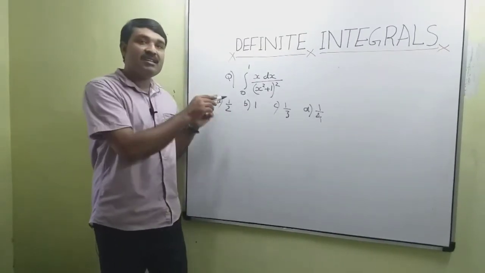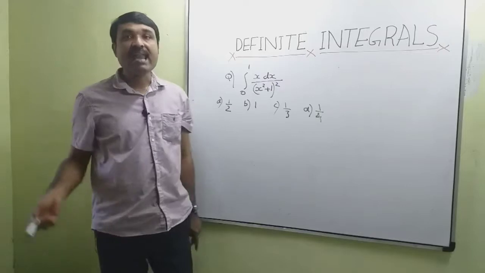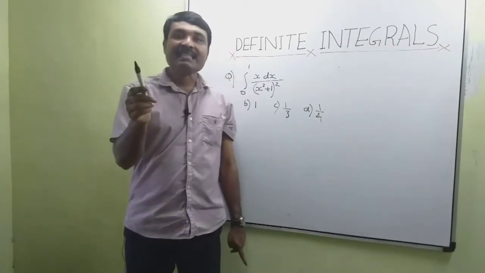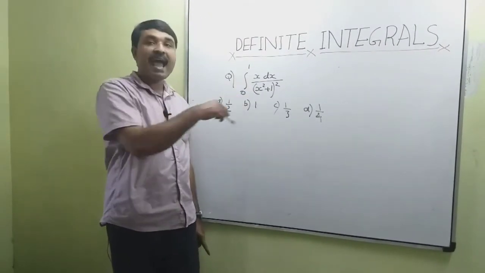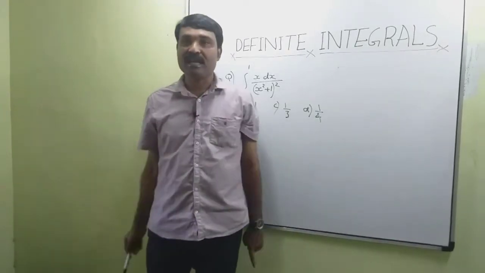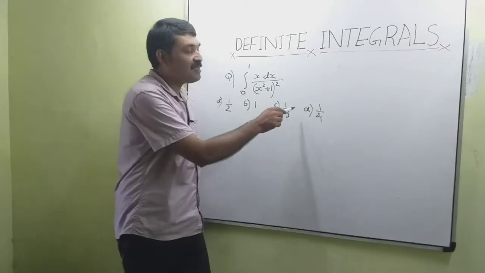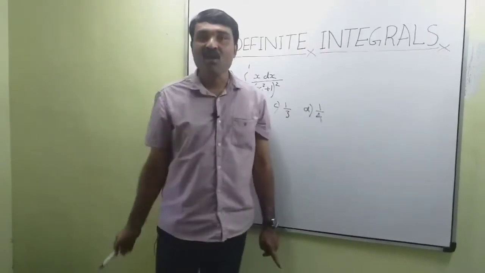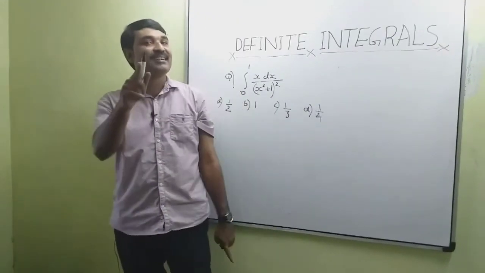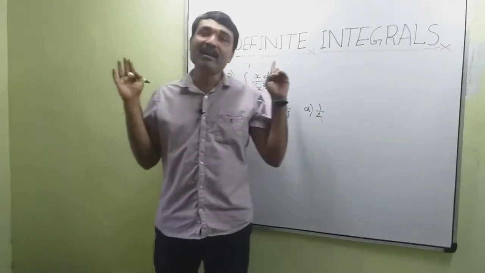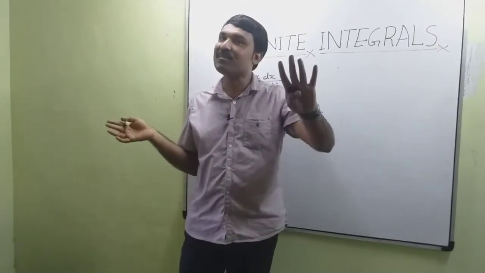Look at this problem. We have an integration. The lower limit is 0 and the upper limit is 1. That is, x dx divided by (x square plus 1) the whole square. The options given are 1 by 2, 1, 1 by 3 and 1 by 4. Now we want to evaluate the value of this integration. We have only one definition so far. We have not yet discussed the many properties.